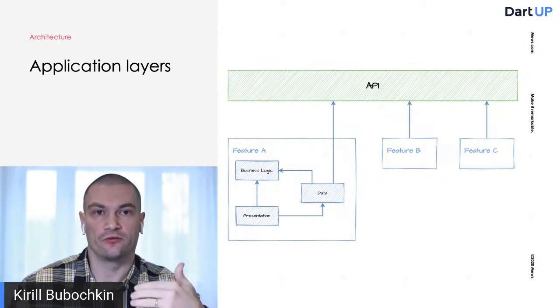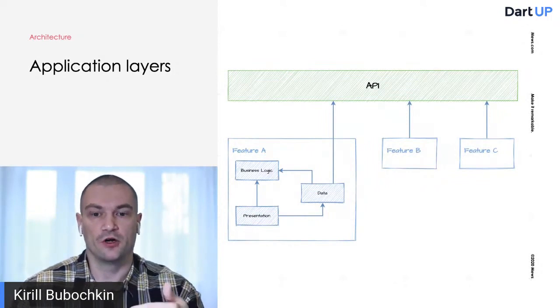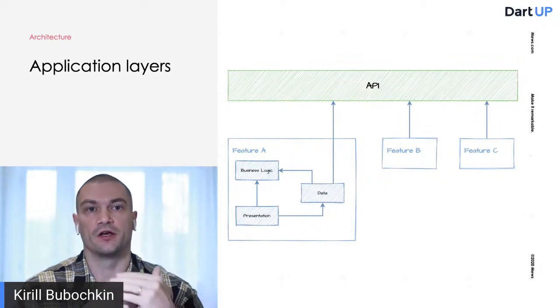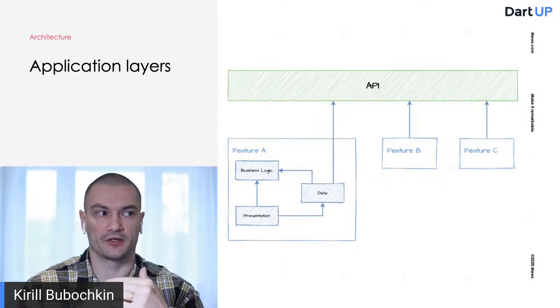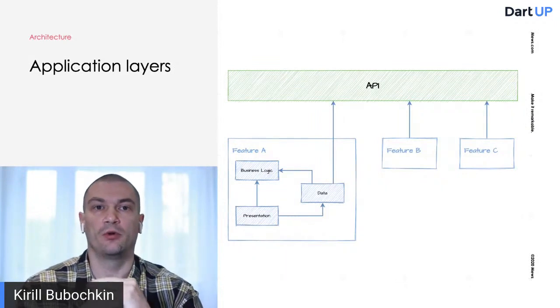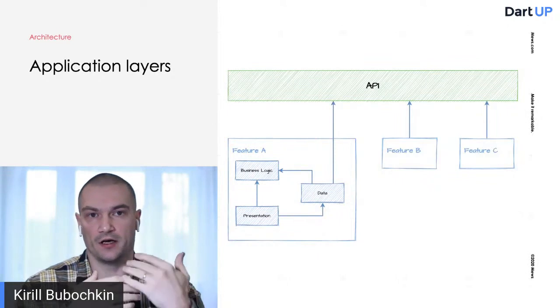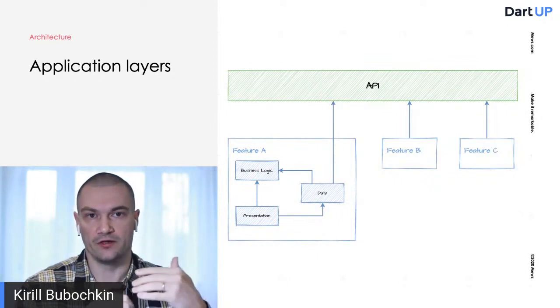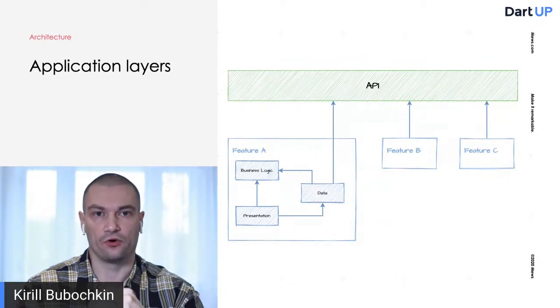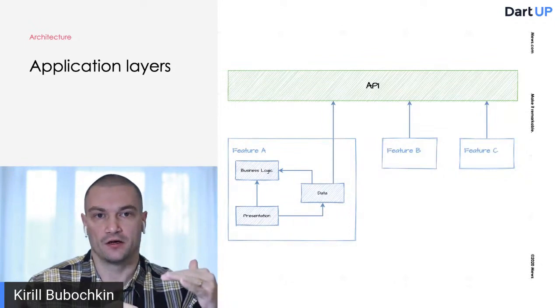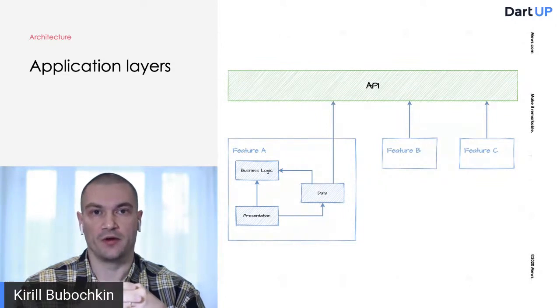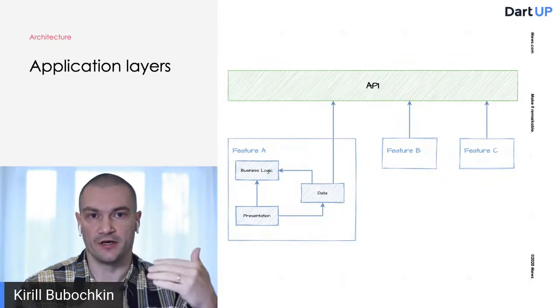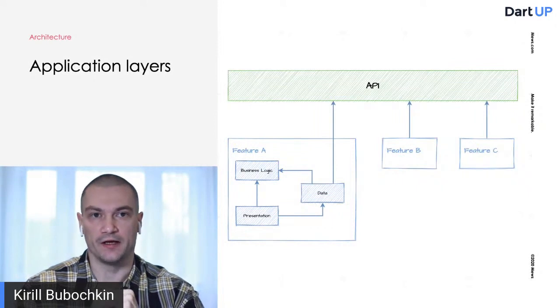And inside of each feature, we have a vertical hierarchy of some common layers, with a business logic layer on top, where we define our app models and where we define the interfaces for fetching and posting data, only interfaces. Next comes the data layer, where actually these interfaces are implemented, and this is the layer that communicates with API.